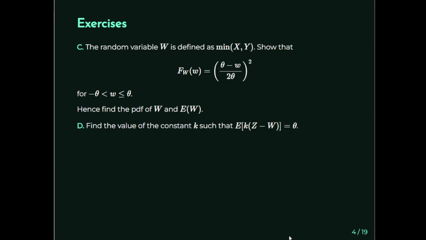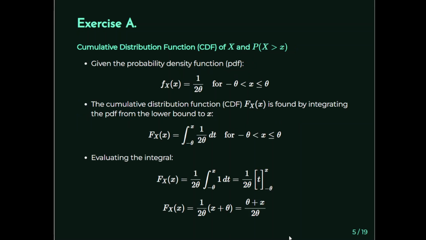There are two more, in fact. The random variable w is defined as the minimum of x and y. Show that the cumulative distribution function is ((theta minus w) divided by 2 theta) squared for w between minus theta and theta. Again, find the probability density function of w and the expected value of w. Find the value of the constant k such that the expected value of k times (z minus w) is theta.